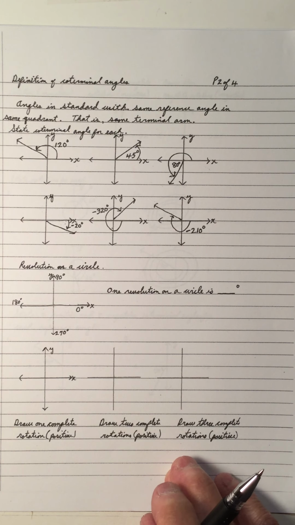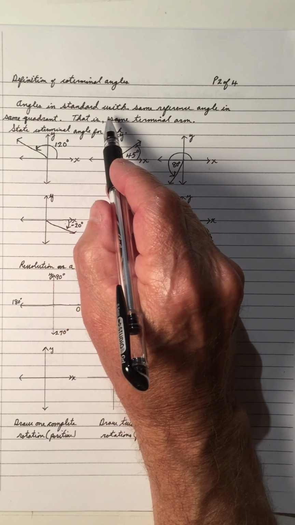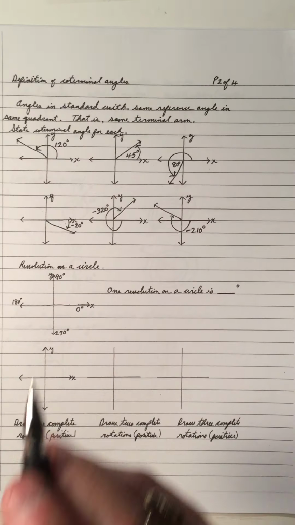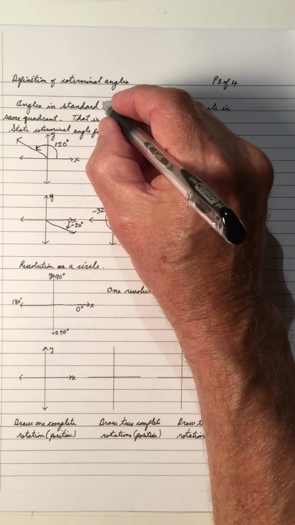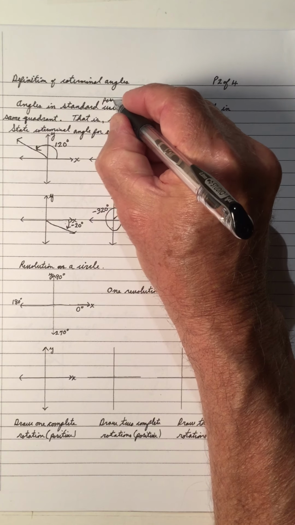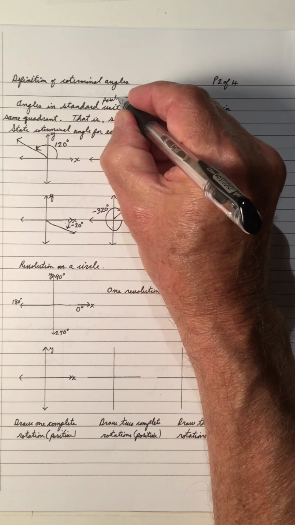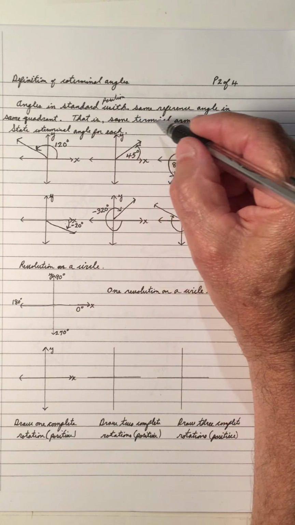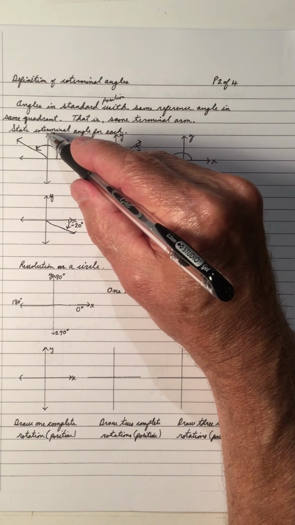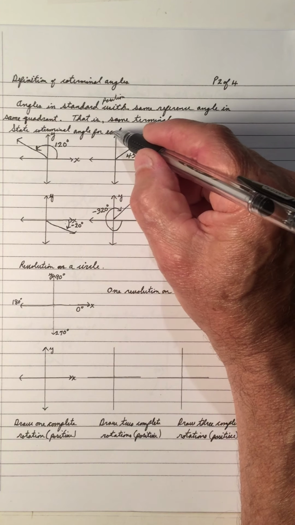Definition of coterminal angles. Angles in standard position. I left off the word position. Angles in standard position with the same reference angle in the same quadrant. That is, they have the same terminal arm. State another coterminal angle for each.